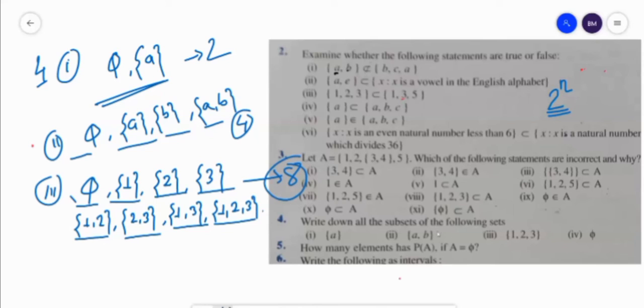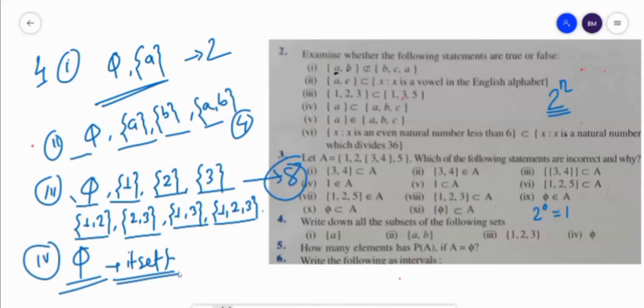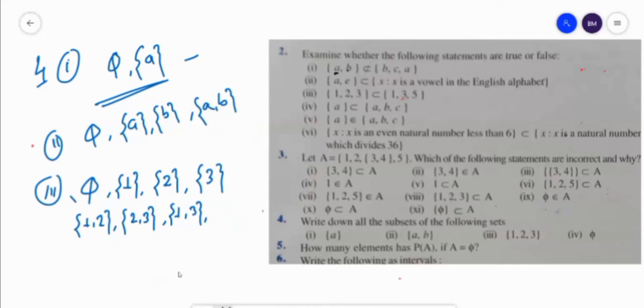Next, 5, the empty set. There is no element, so the number of subsets will be 2 to the power 0, that is 1. And what is that subset? That subset is phi itself. Now it is given, how many elements has P of A? Next we will decide number 5.